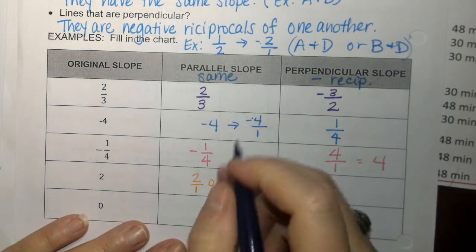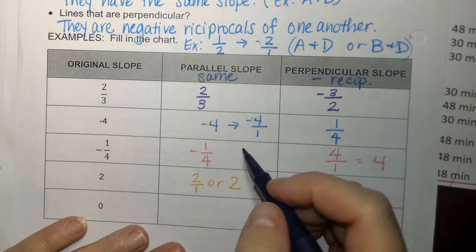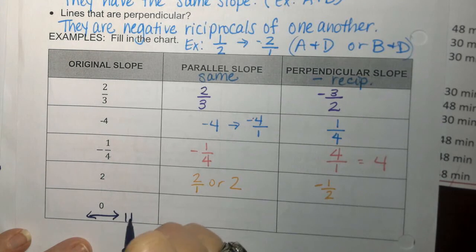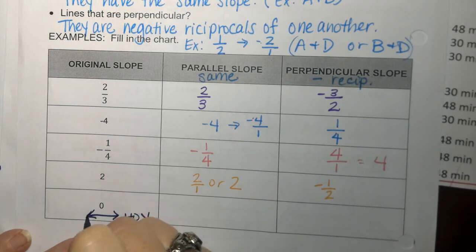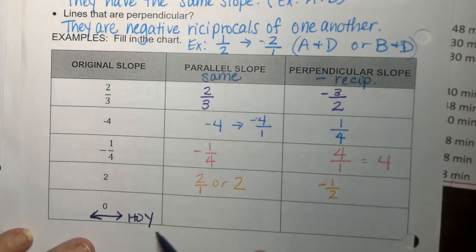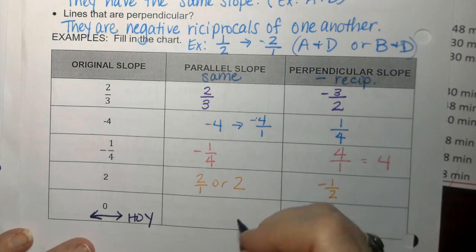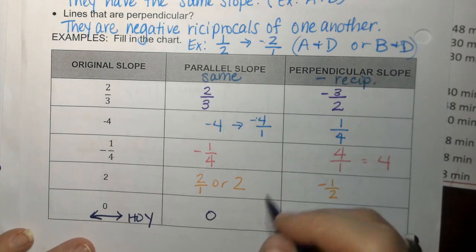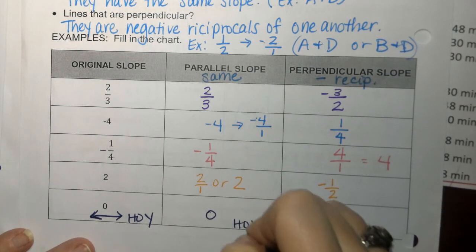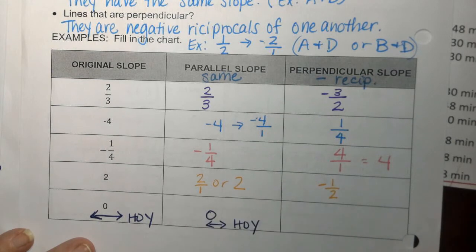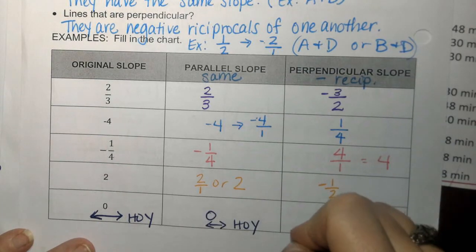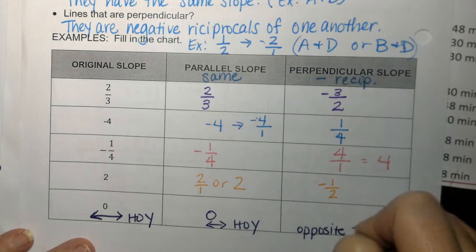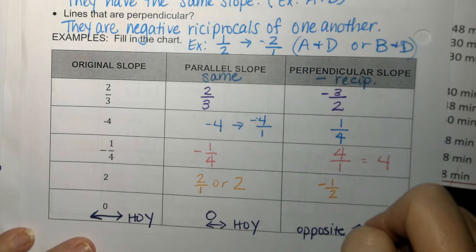Alright, and for parallel, for zero slope, remember a zero slope is a horizontal line, like Hoy, follow Hoy, right? Horizontal line, 0 slope, y equals. So a parallel slope would be the same thing. It would be 0. It's going to look the same. And a perpendicular slope is the opposite. It's going to be now vertical. You're going to follow Vux.